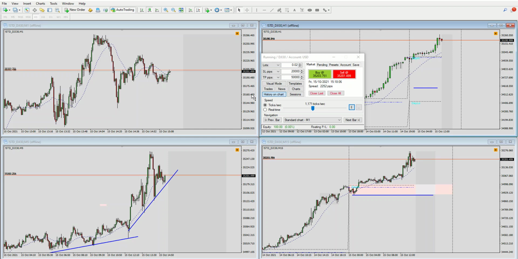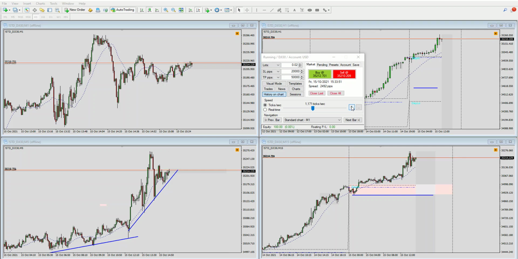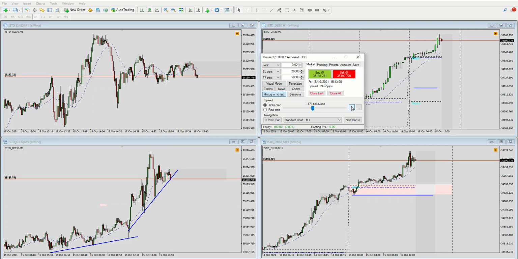So as you can see, the session hasn't started yet. Oh, wow. I'm pausing it, I'm pausing it. Okay. Now the session has begun. So as the session has begun, now we have to start looking out for our criteria.